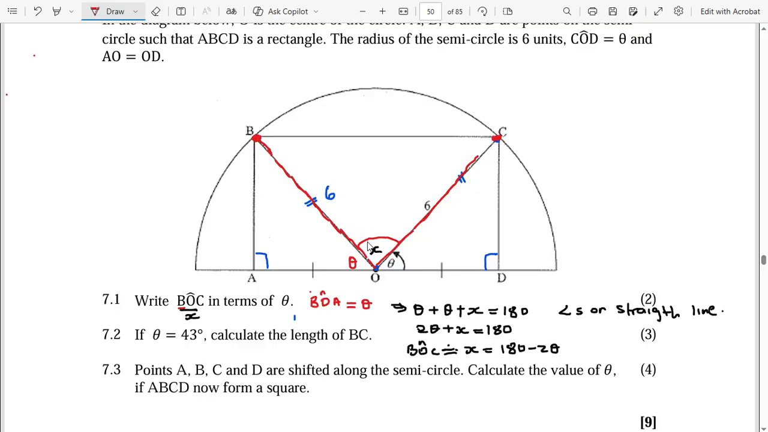So this is good because I already have this length and this angle, which is opposite to the side that I'm looking for, so I can use what we call the cosine rule. Remember, the cosine rule says that if we are looking for BC, then BC squared is going to be the sum of the squares of the other two sides.